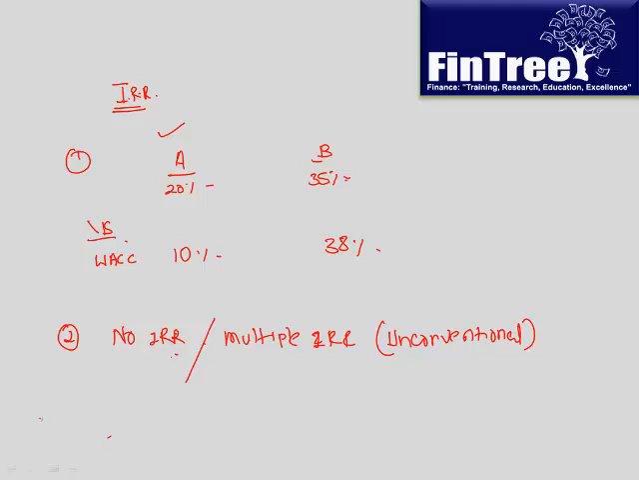Third biggest problem with IRR is IRR assumes reinvestment of cash flows at IRR. Write down third point: IRR assumes reinvestment of cash flows at IRR. Okay, what does it mean?